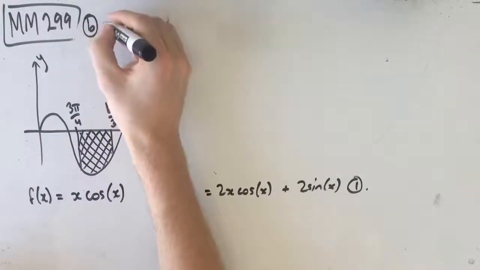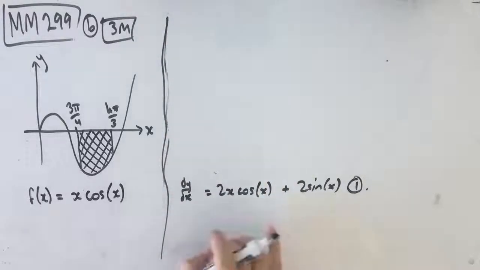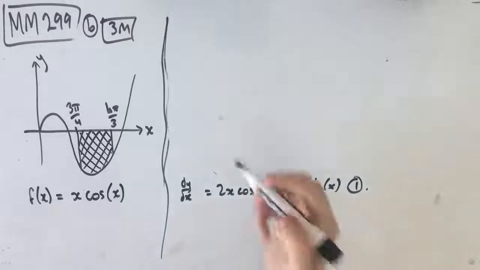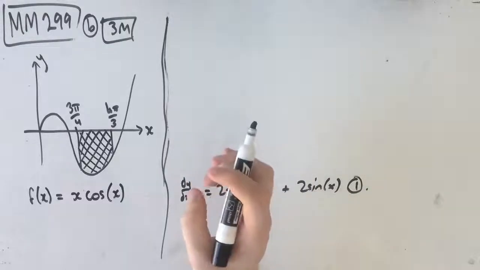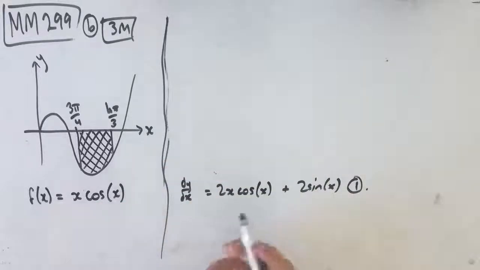So part B says, hence, find the area of the shaded region in the diagram above. Awesome. So we don't have a CAS here, right? Which is why we had to do the first part first. So what we're doing now is integration by recognition, okay? So in methods, we can't find the integral of x cos x. We don't learn how to, unless we use integration by recognition.